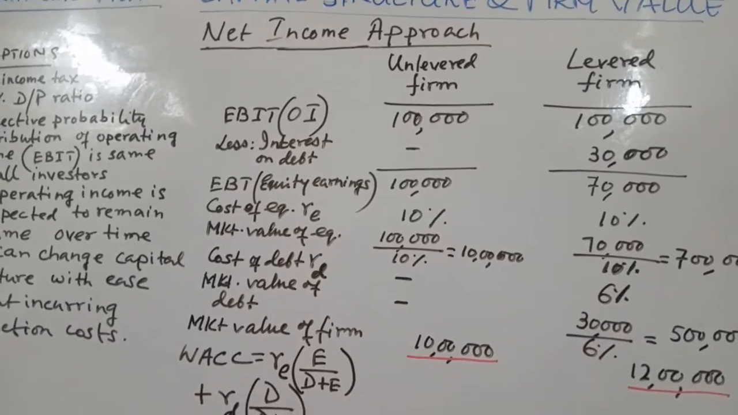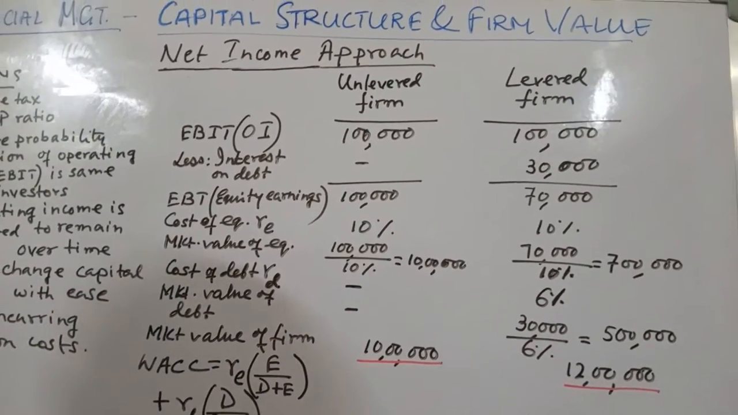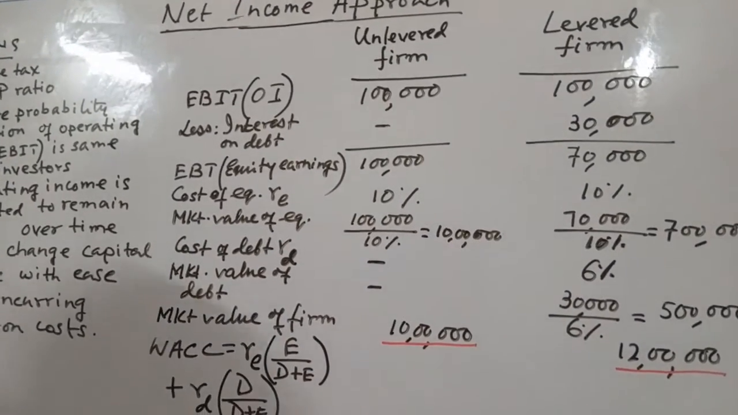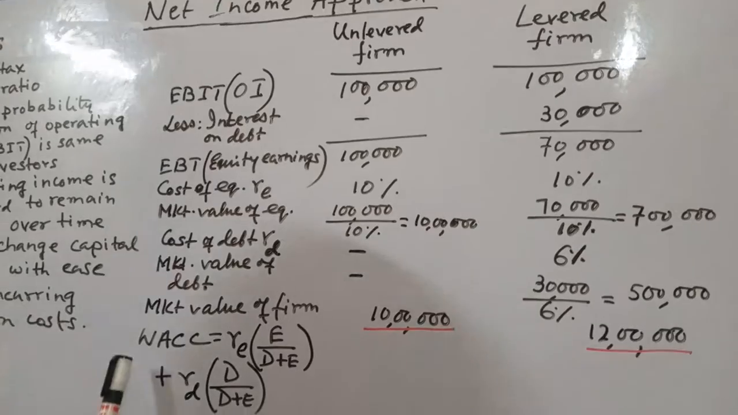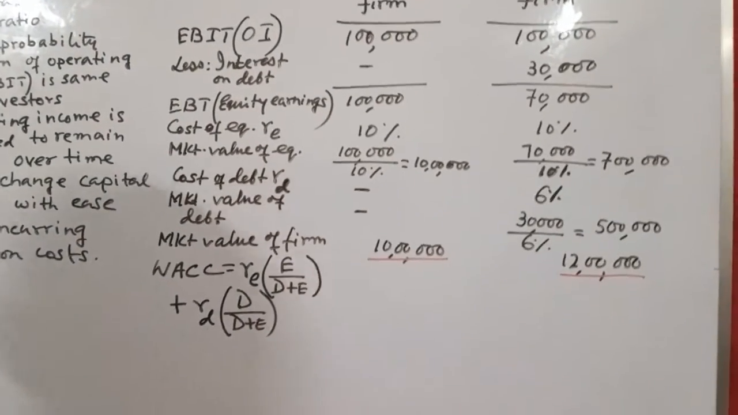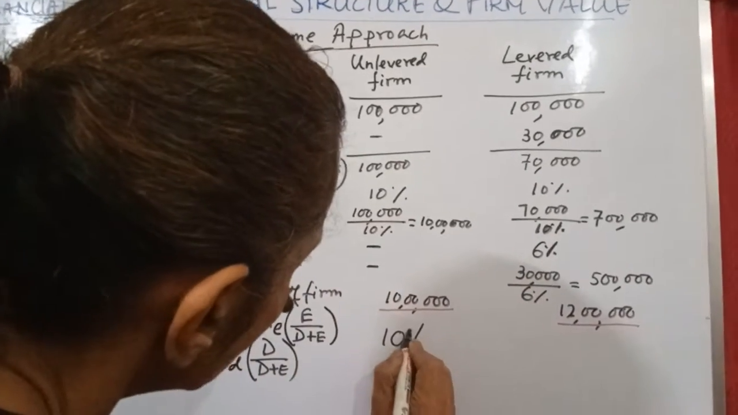It has only equity capital. So the firm is incurring only cost of equity as cost of capital. So in case of the unlevered firm, the weighted average cost of capital is equal to cost of equity, that is 10%. The firm has no cost of debt.